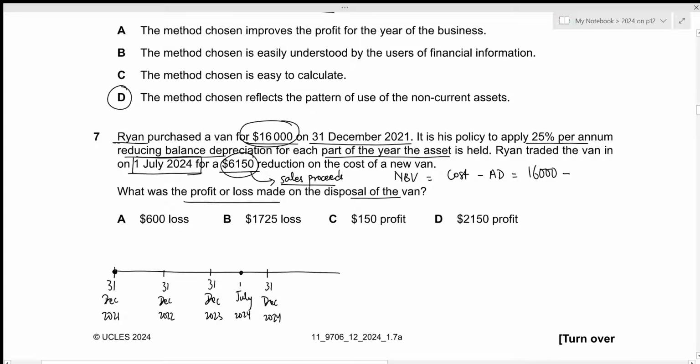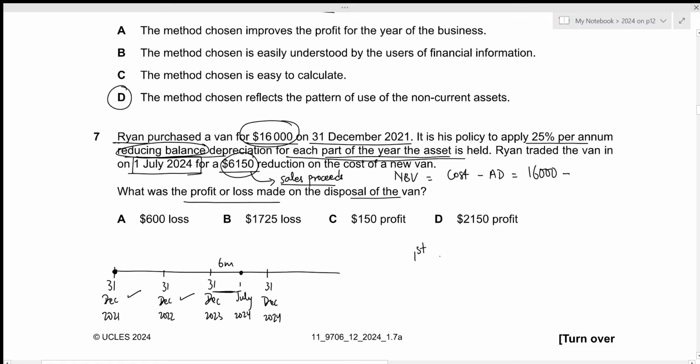We have been told that we need to apply depreciation for each part of the year the asset is held. So we need to charge it on a monthly basis. So we need to count the months for this period because for these two years, we are using the vehicle for the entire year. But for this third year, we only use it for the months of January, February, March, April, May, and June. So that will give us 6 months. And again, in this case, the method we are using is the reducing balance method. So we need to calculate depreciation separately for each year.